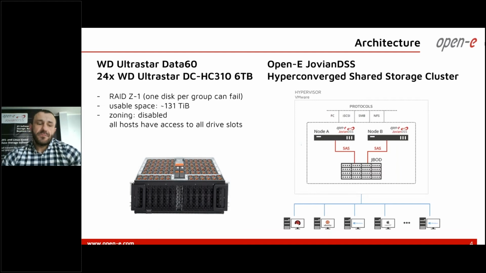If we want to use another architecture, for example, where every node has its own JBOD, then of course we can use zoning and divide that Data60 into two devices. So every node has its own JBOD to reach, of course, HA requirements.